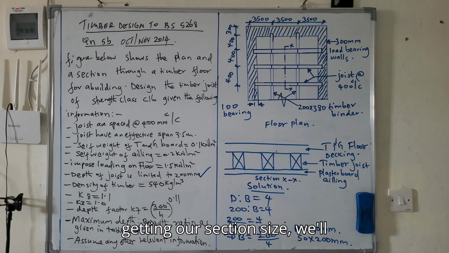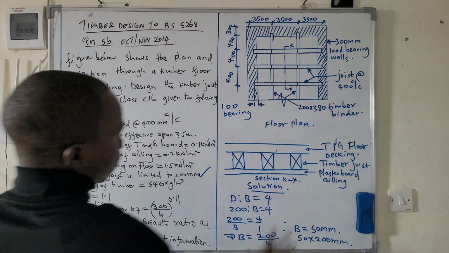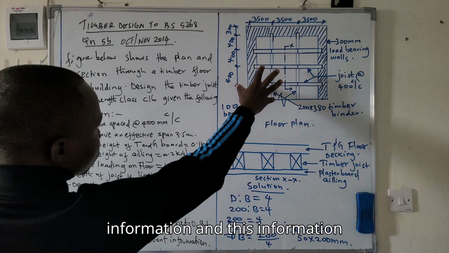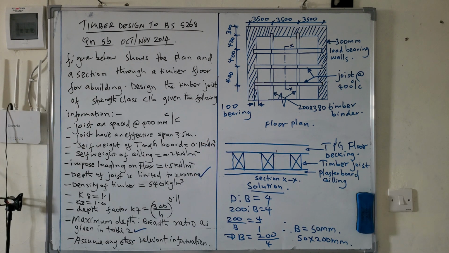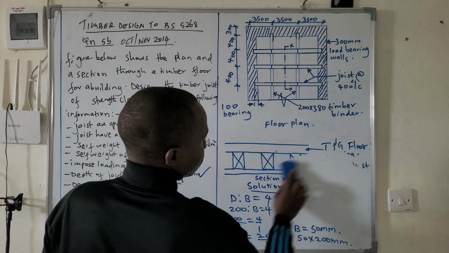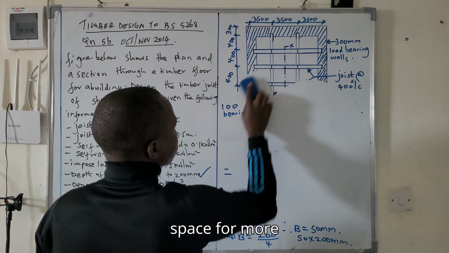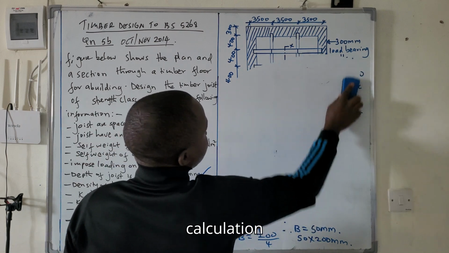After getting our section size, we will proceed to calculate the total loading on the joist. So I will wrap this section because we have already utilized this information and this information. So I will wrap to create more space for more calculation.